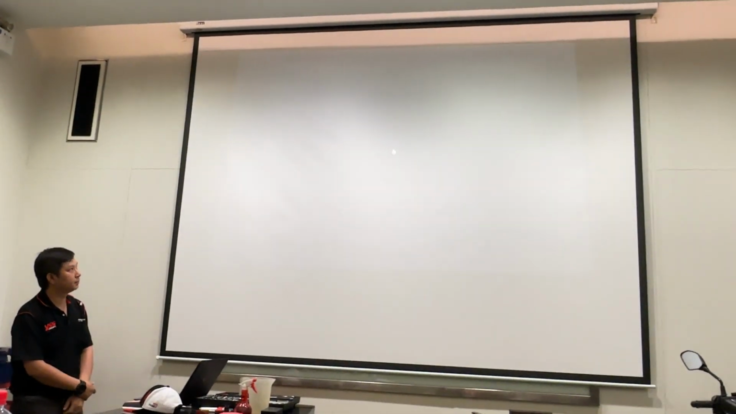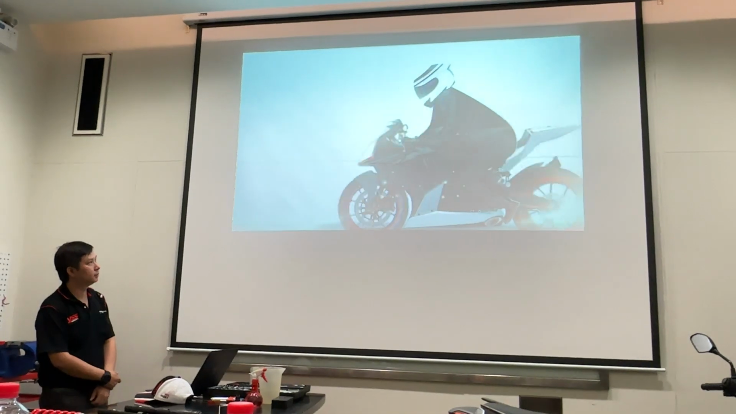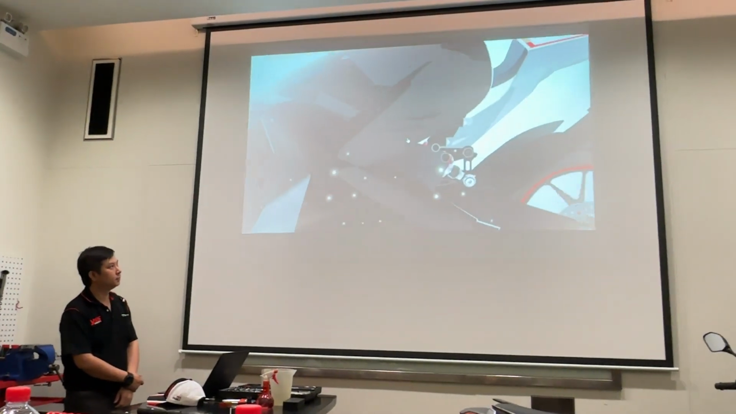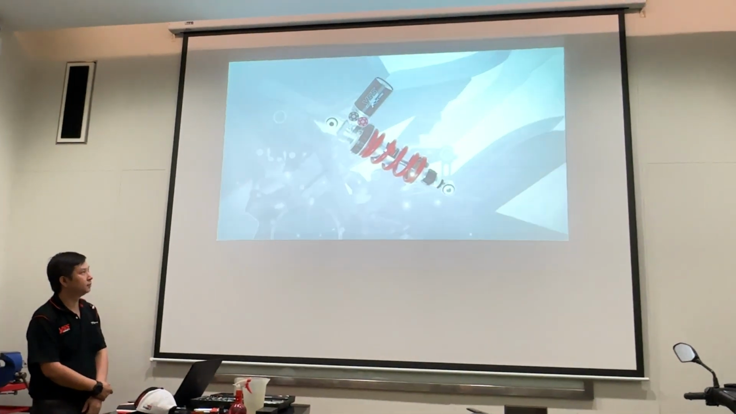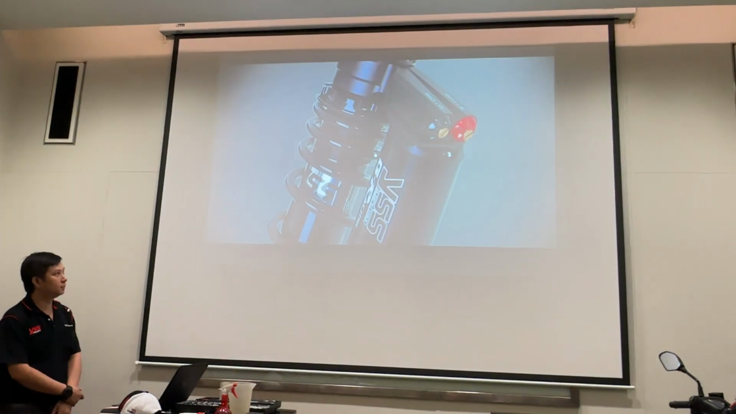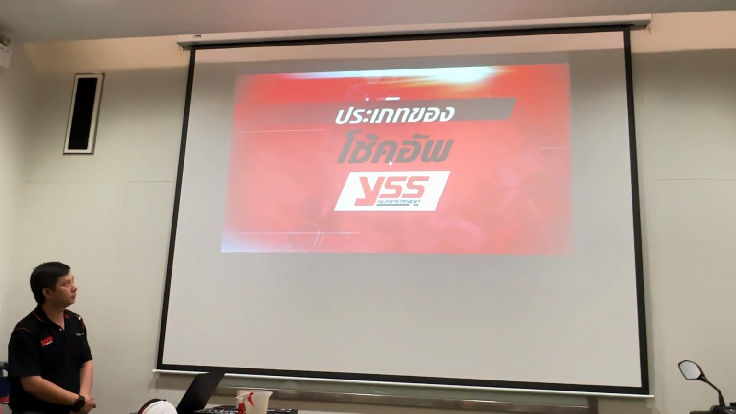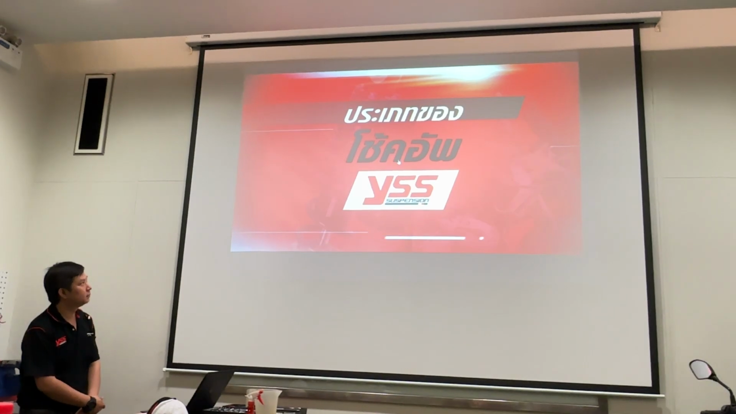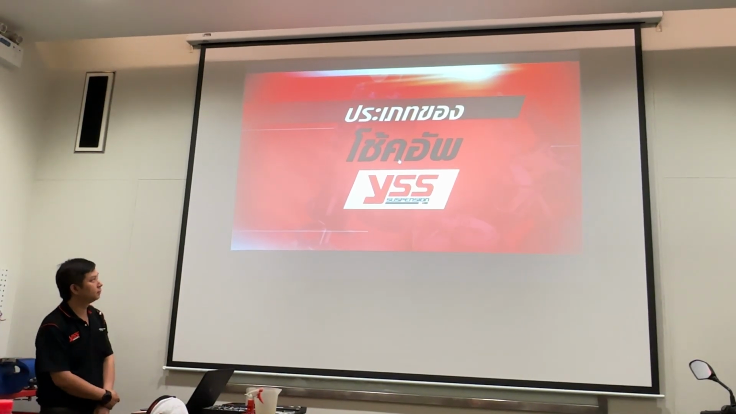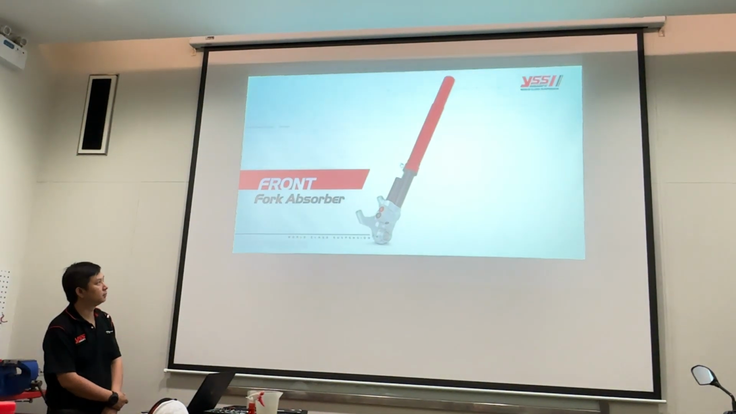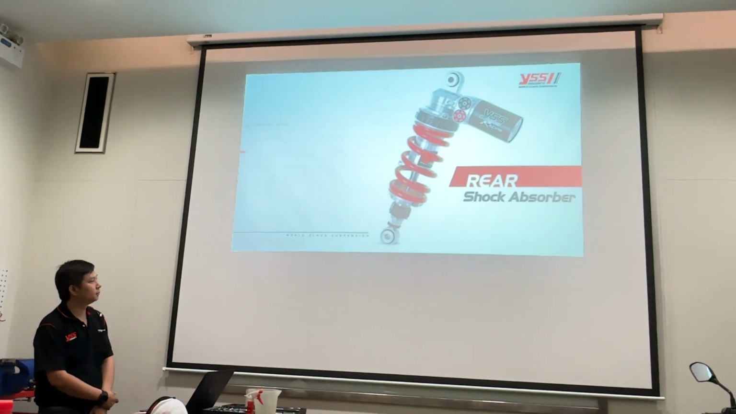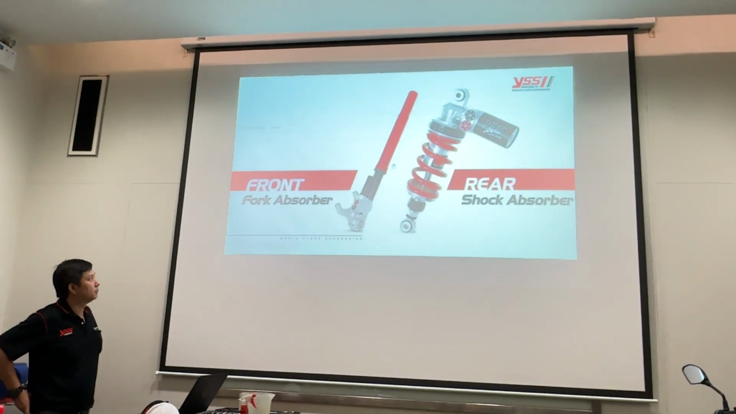YSS product knowledge. The shock absorber is a part of suspension that supports the weight of motorbike rider, absorbs the impact, and controls the vehicle movement. Types of shock absorber. Shock absorber is divided into two types, including 1. Front shock absorber. 2. Rear shock absorber.